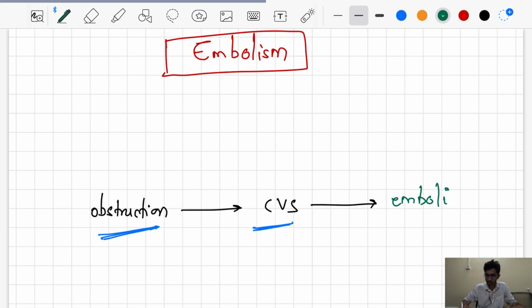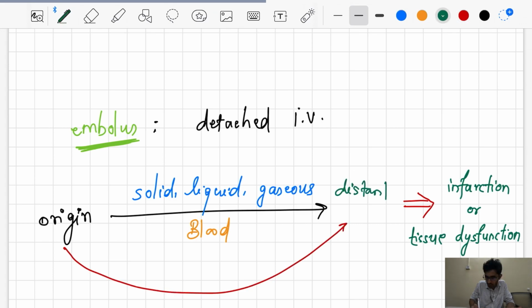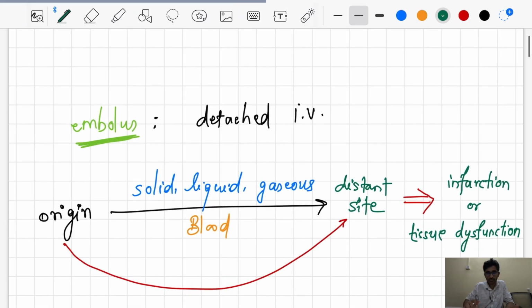Obstruction by emboli. So, what is this emboli? Embolus is a detached intravascular solid, liquid, or gaseous tissue mass which is carried by blood from its point of origin to a distant site. This is important. Point of origin to a distant site, it is carried by blood, and where it lands, it leads to infarction or tissue dysfunction. That is embolus.